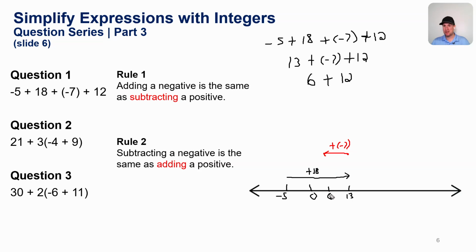So now I'm at positive 6, and I'm adding value. I'm adding 12 units, or adding $12 if I'm thinking about it in terms of money. So I'm going to the right now by 12 units. And where I end up here then, 6 plus 12 is equal to 18. So my answer for this one is, oops, drew that incorrectly, 18 here. Okay, so that is question number 1.